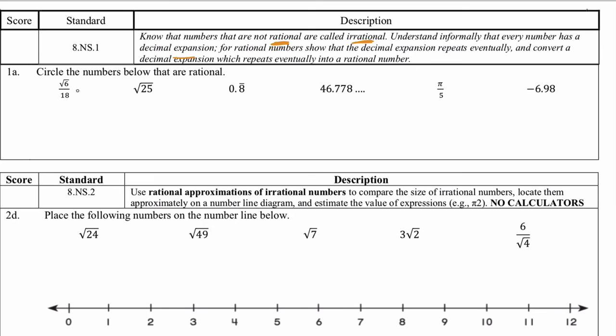So as we're looking here, square root of 6. Well, if I think about it, 2 times 2 is 4, 3 times 3 is 9. So 2 point something would be the square root of 6. That is an irrational number. So this is irrational.